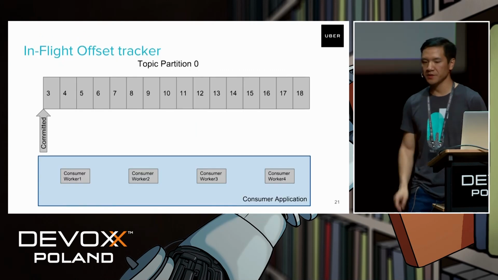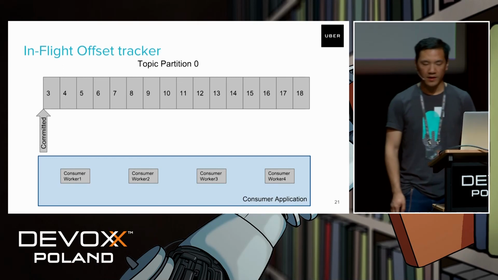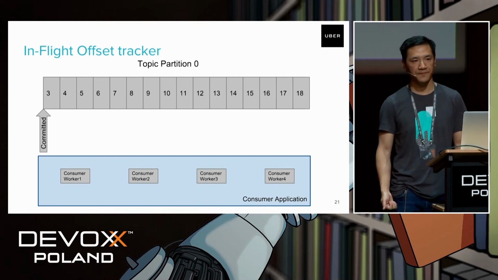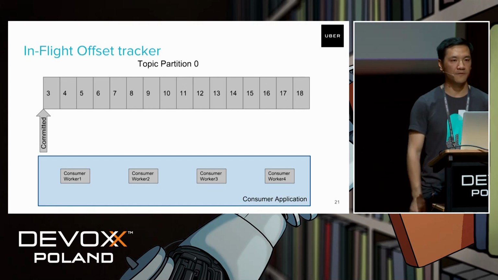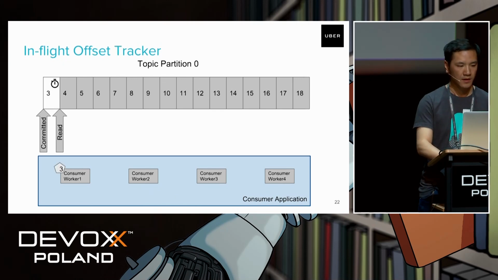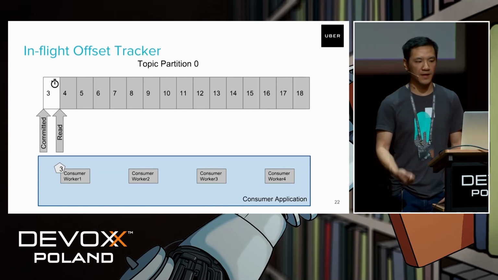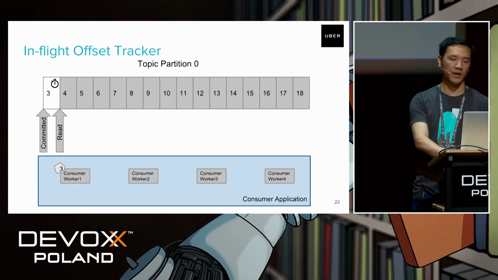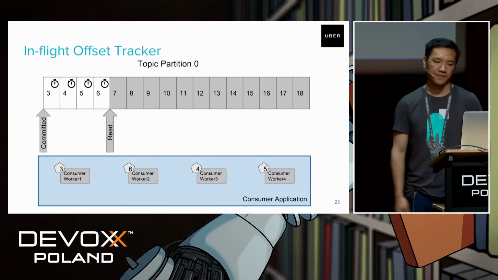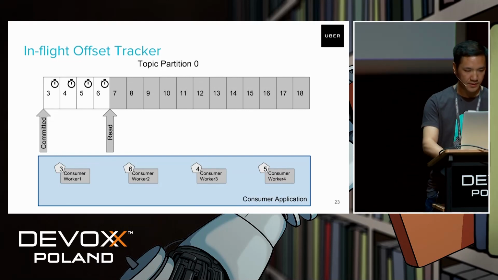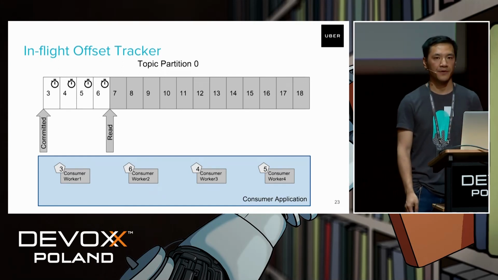All right. So let's zoom into this in-flight offset checker and see how it works internally. Suppose last time it committed offset 3, and now we resume the consumer from offset 3. Let's see how it works. So the message of offset 3 will be assigned to one of the workers, in this case, worker 1. Offsets 4, 5, and 6 are assigned to workers 2, 3, and 4 in this case. And for each individual message, we'll put a timer on the message.